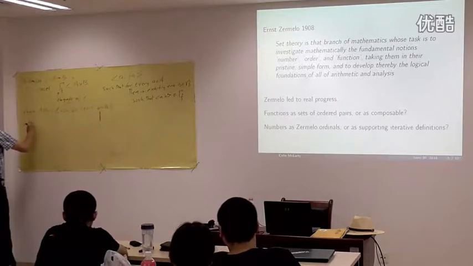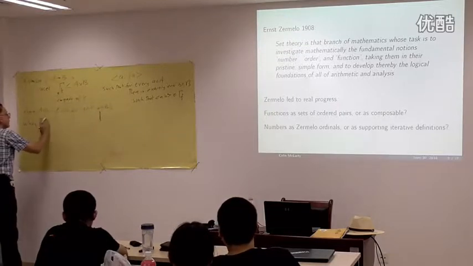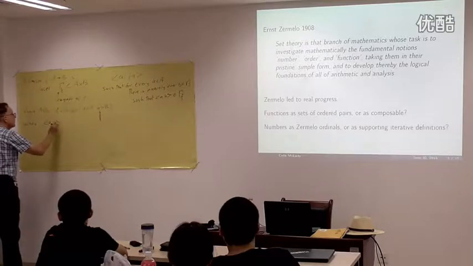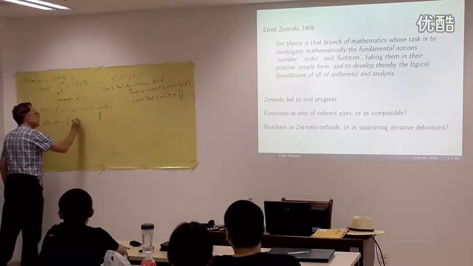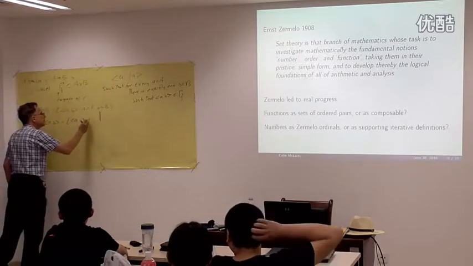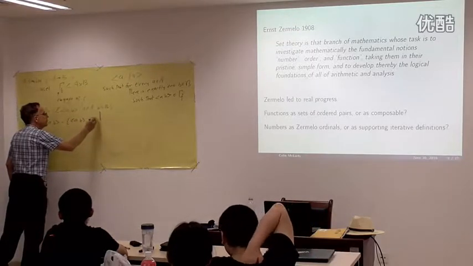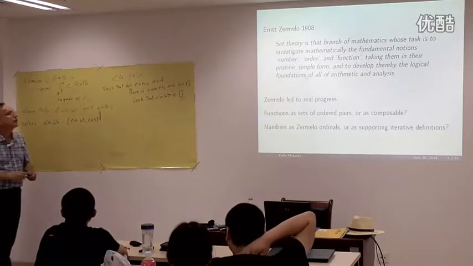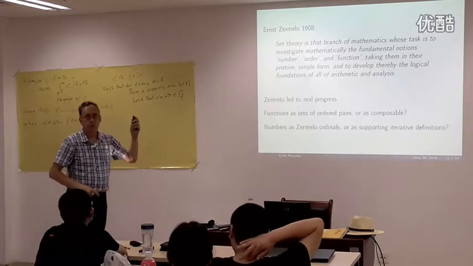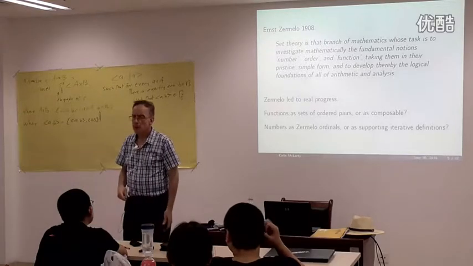where an ordered pair (a, b) is the set containing the set whose only elements are a and b, and the set whose only element is a. This, he's telling us, is the pristine, simple form of function.